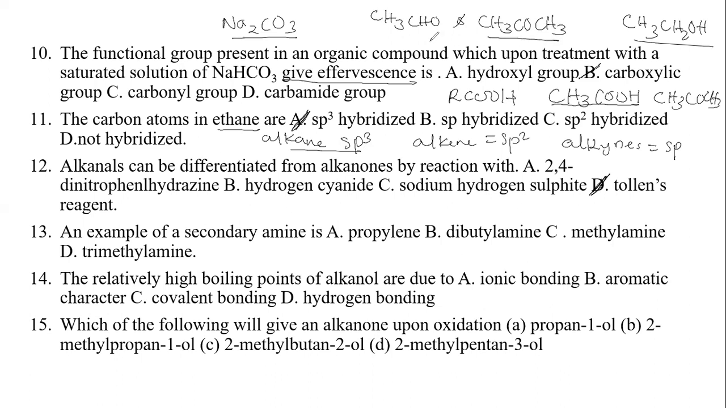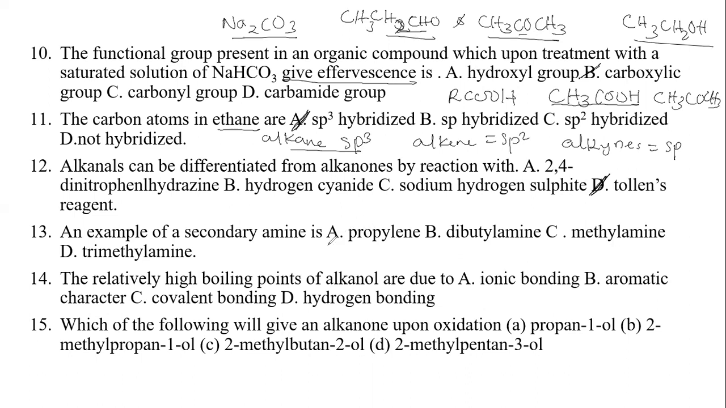This is an alkanone. This is an alkanal. I told you earlier that when you see CHO, you know that's an alkanal. And when you see CO in between two alkyl groups, you know that is an alkanone. So Tollens reagent or Fehling's solution can be used to differentiate these two. Let's say this one is propanal. So propanal can be differentiated from propanone using Fehling's solution or Tollens reagent. So that's option D.